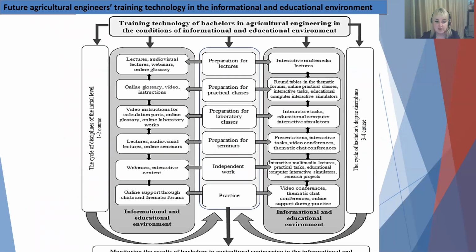The training technology of future agricultural engineers in the informational and educational environment is presented. When studying the cycle of disciplines of the initial level, the first and second years of study, preparation for lectures is accompanied by interactive content of the informational and educational environment, such as audiovisual lectures, webinars, and an online glossary. Preparation for practical classes in the informational and educational environment involves working with online glossaries, watching videos, solving engineering problems in workshop, and working with presentations.